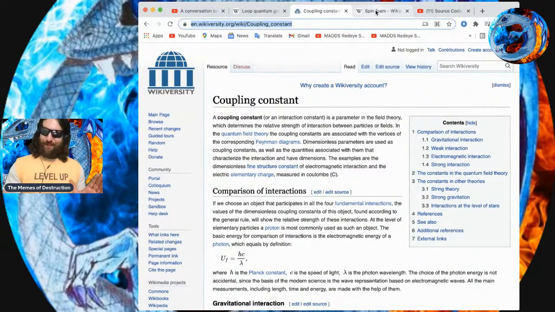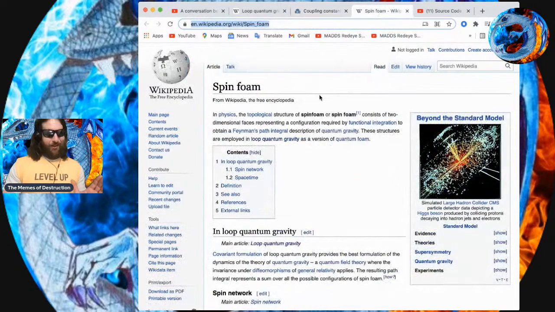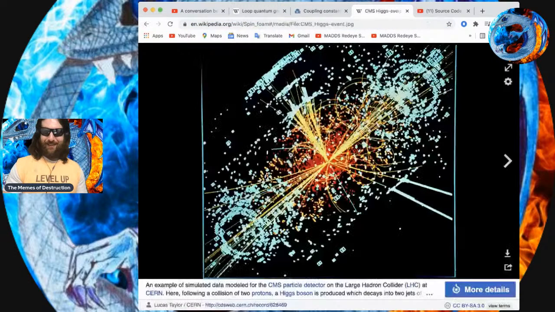Now, all I'm saying is let's pop over to the spin foam, because it's actually beautiful and I used that for a thumbnail. Total simulation. But yeah, a simulated Large Hadron Collider right there. Oh, it looks kind of loopy. Kind of looks like three things you see there.